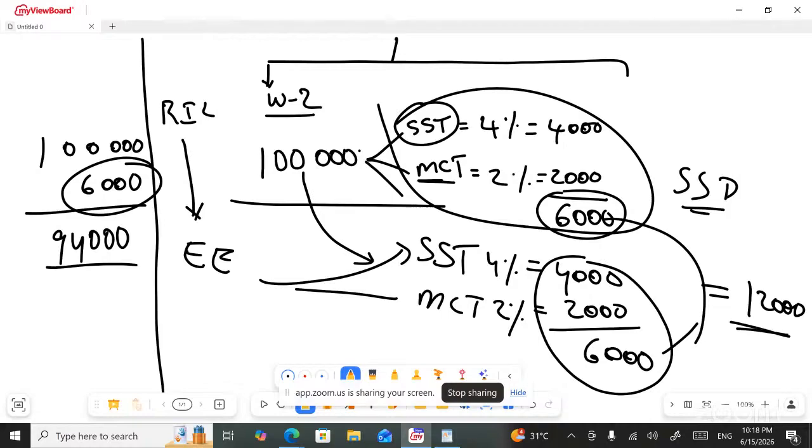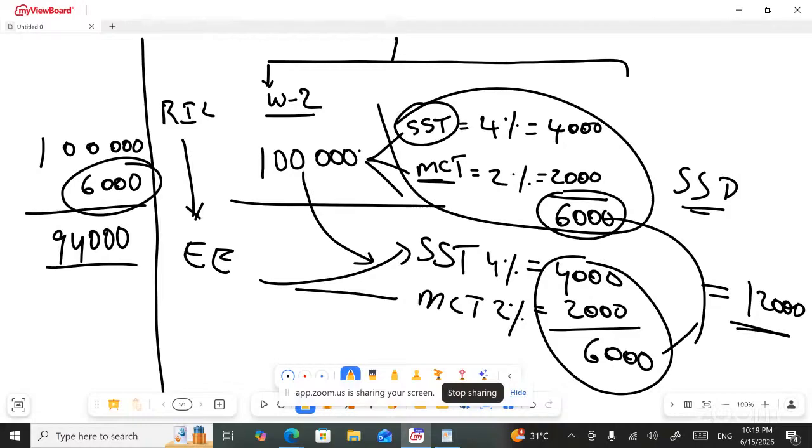in the name of the employee. So this is the mechanism we have to follow. Okay, this is the procedure we have to follow. This procedure will be applicable when the relationship is between the two personalities, employer and employee only.